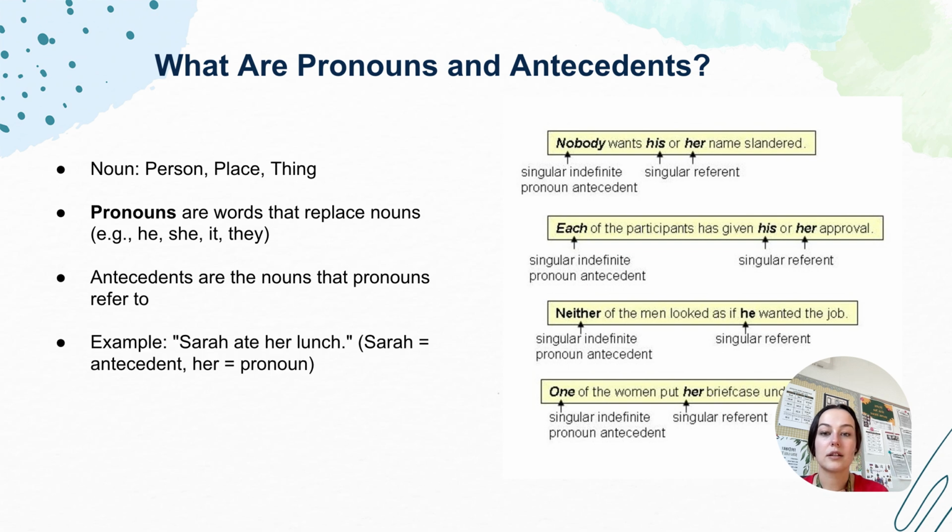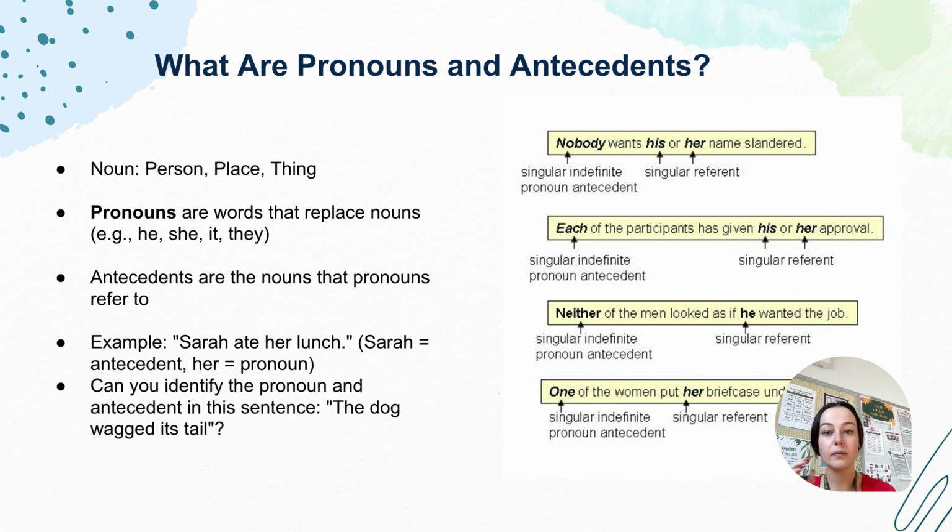Okay, so an example of this to kind of make more sense is: Sarah ate her lunch. Sarah is the antecedent because she is the noun, right? And then her is the pronoun that is going to refer to that antecedent. Okay, so Sarah is the antecedent, her is the pronoun. And we want to make sure that in pronoun antecedent agreement they agree with one another and that they align and match with one another.